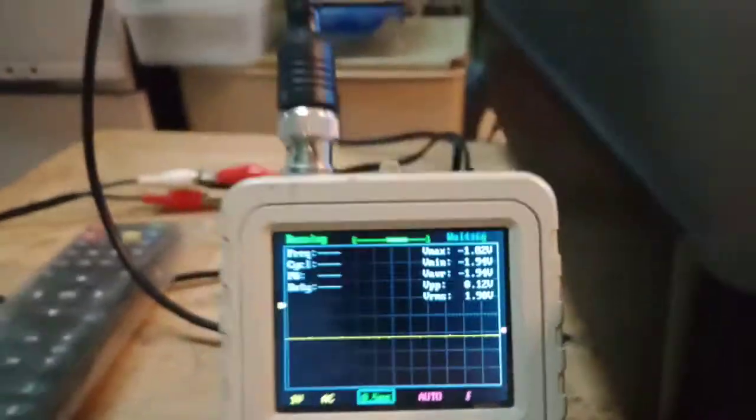Okay, so this time let's switch to the right channel. Okay, remove it and switch to the right channel. Okay, let's measure it again.